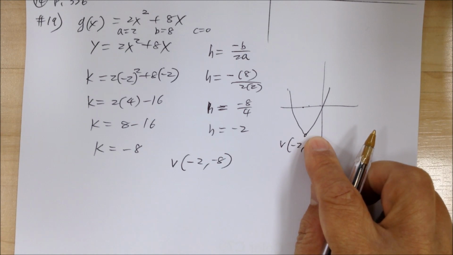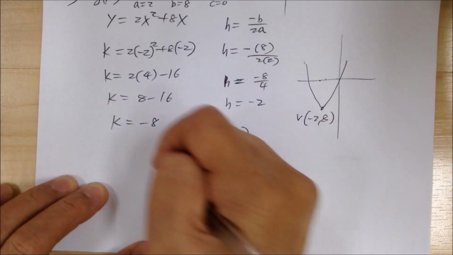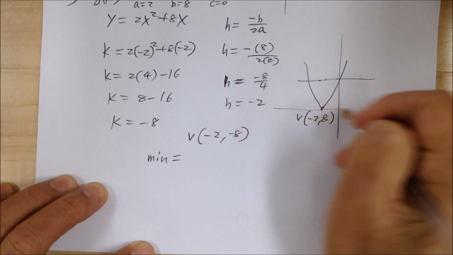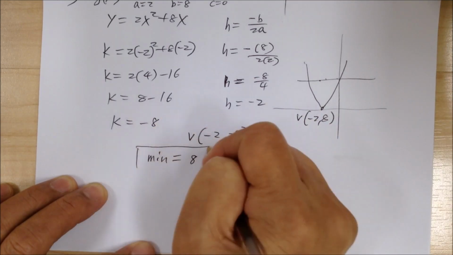You're looking for maximum or minimum. Well, in this case, the graph's going up, so you're going to get a minimum. So the minimum is your y, see over here. So the minimum will equal -8. So that's part of your answer.